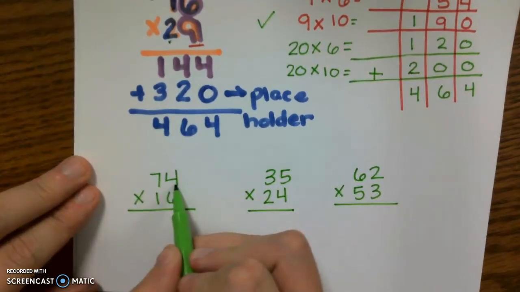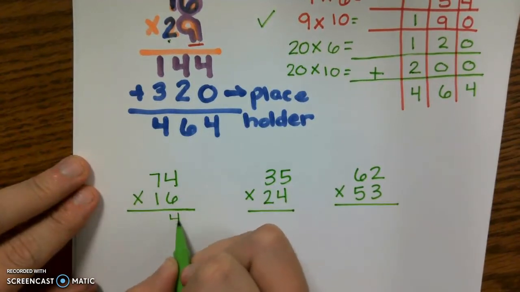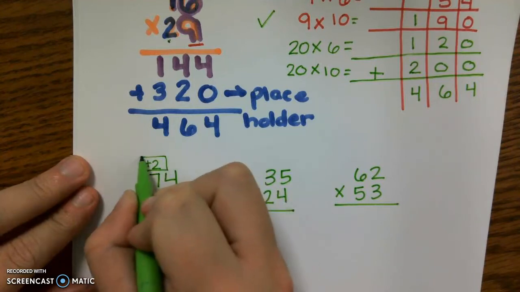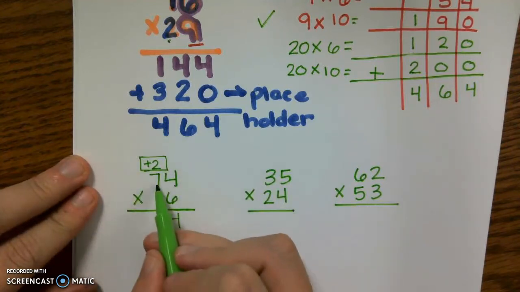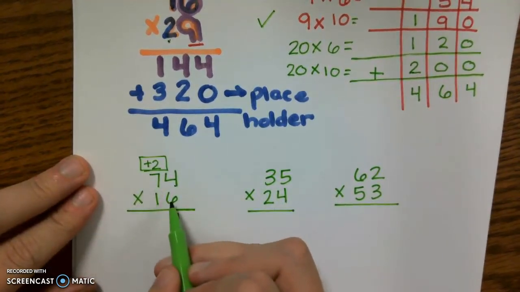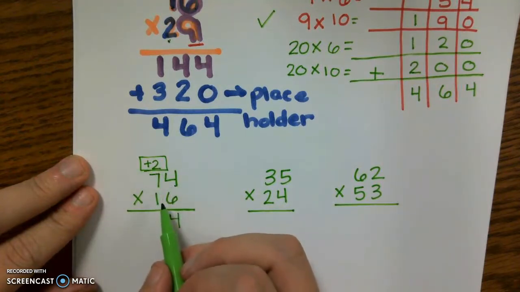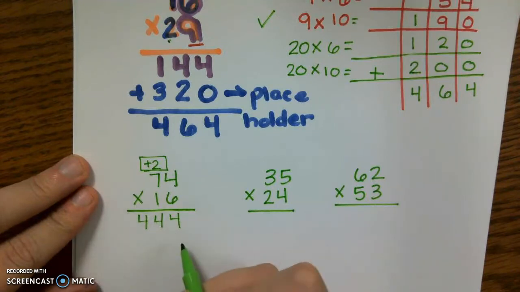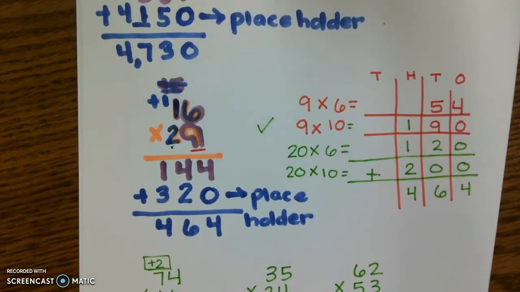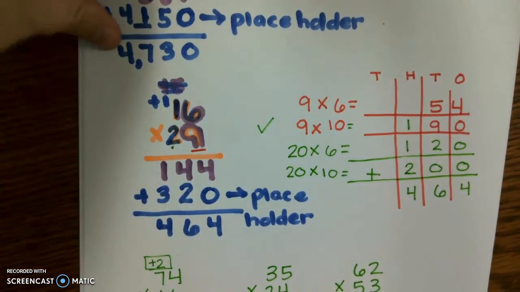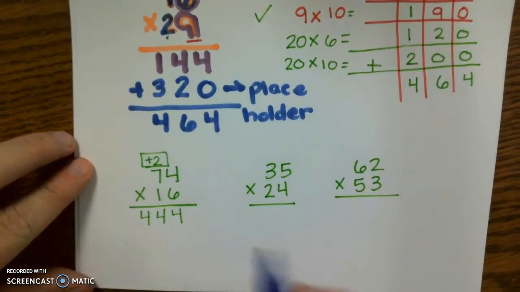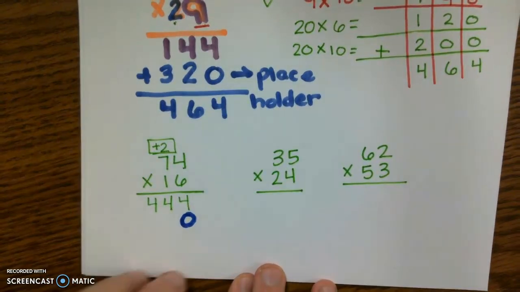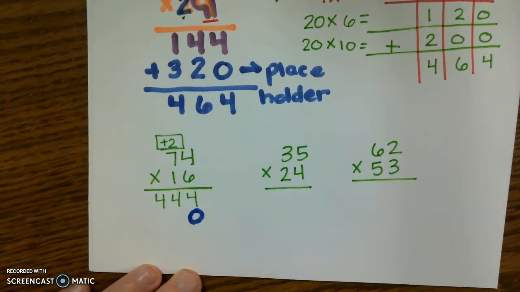So 6 times 4 is 24. So I'm going to drop my 4, and I'm going to carry my 2, or regroup my 2 to be added. 6 times 7 is 42, plus 2 is 44. And then don't forget, I need, sorry, it slid down. Then I need this placeholder. So it's going to be a 0. You put it in the ones place. And then that way you can start multiplying by your tens.